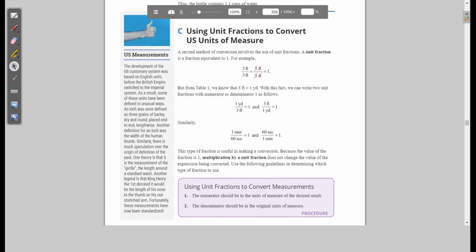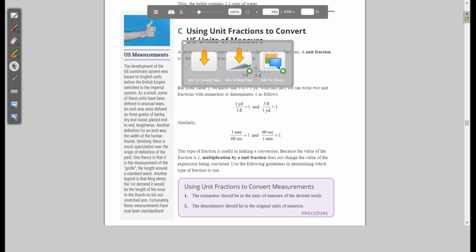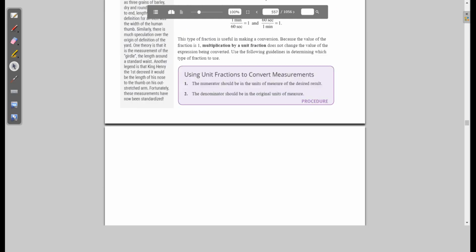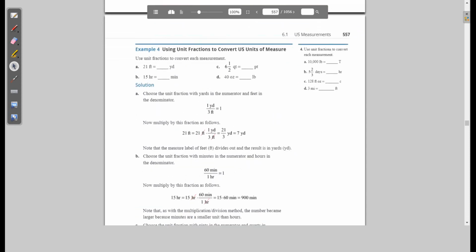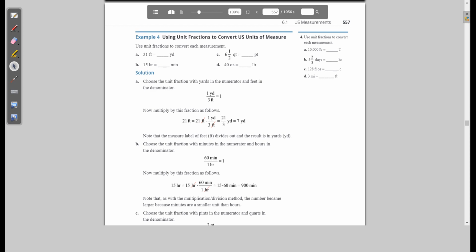All right, so next up, we're going to talk about converting. And let me make sure real quick. Yeah, we'll let example 4 have its own page as well.